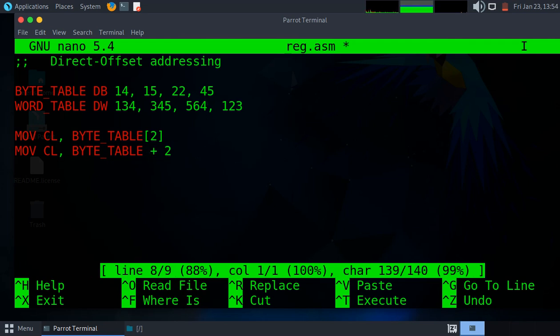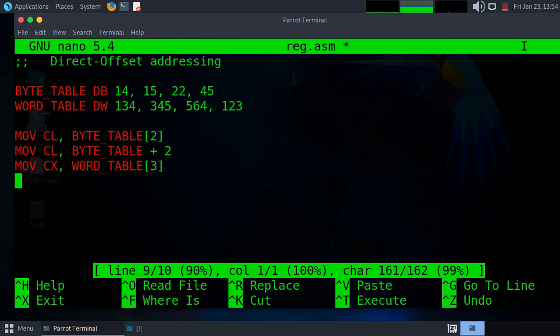Okay, so for example, let us now take a look at our word table. So we can use our word table like cx, and then we can have word table, like that, and then we can supply 3. Okay, so this one is going to get us the fourth element of the word table. And if we want the third element, we can use 2. If we use 3, we are going to get the fourth element.